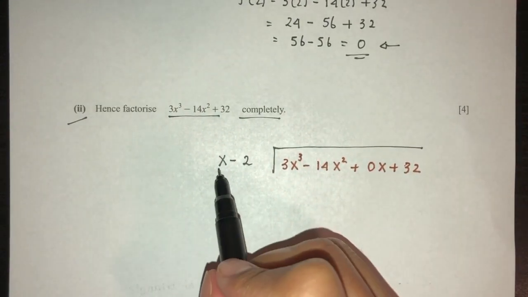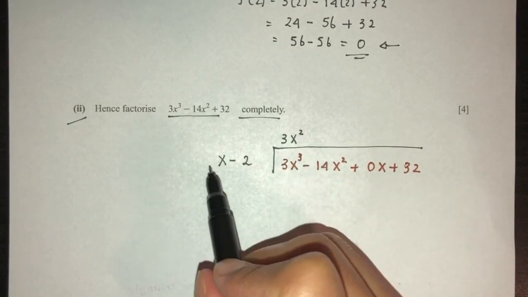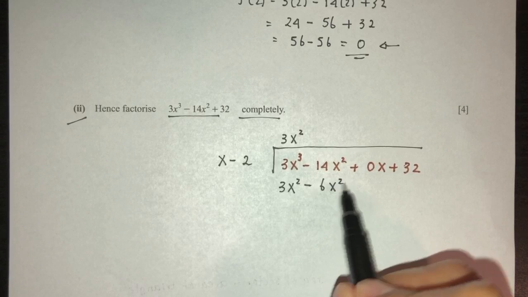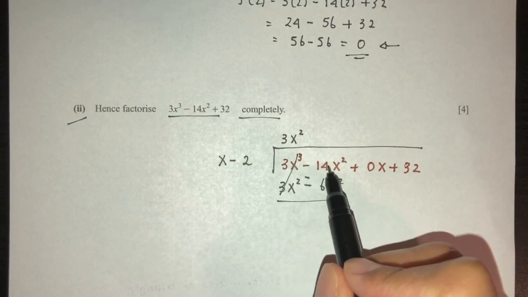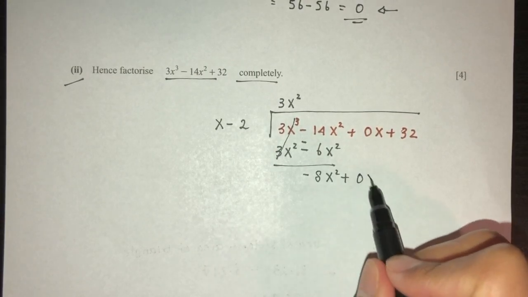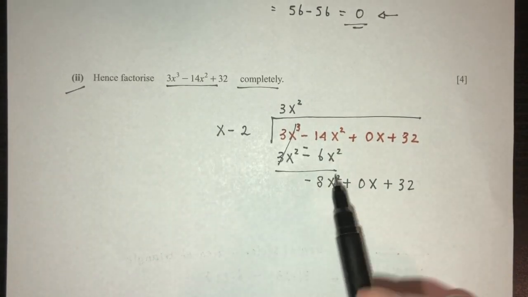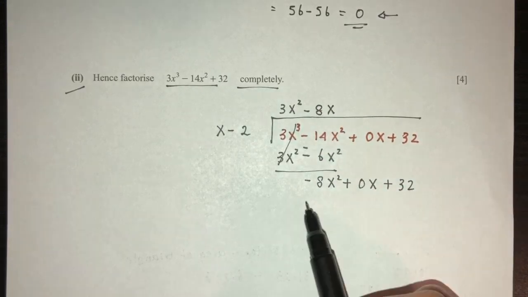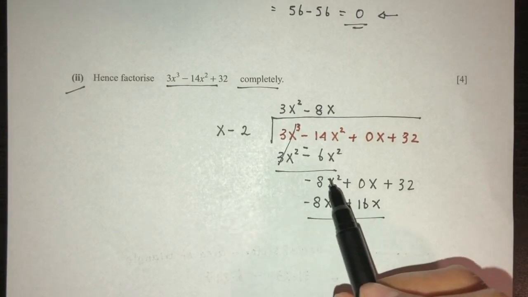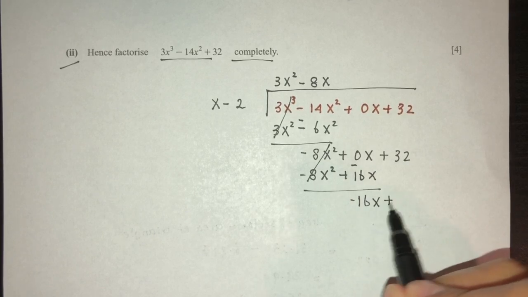Now, first question is, how can we make x become 3x cubed? We have to multiply that by 3x squared. So multiply, you will have 3x cubed minus 2 times this, that will be minus 6x squared. Minus 14 plus 6, that will be minus 8x squared plus 0x plus 32. Now next step is, how can you make x become minus 8x squared? You have to multiply by minus 8x. So you have minus 8x squared and then plus 16x. That will be this. And 0 minus 16, that will be minus 16x plus 32.